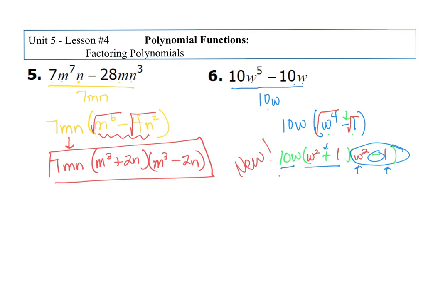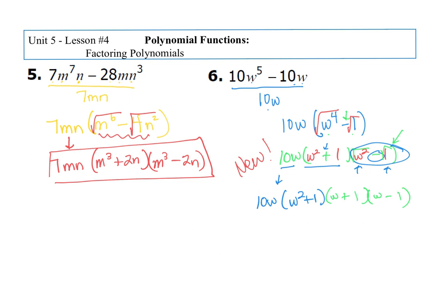So let's bring down what we already said was good, our 10w. And then we have our w squared plus 1. But this next section, again, that is circled, we need to make 2 sets of parentheses for it. One gets a plus, one gets a minus. And now doing our difference of squares, let's square root w squared. That's w. It goes in each set. The square root of 1 is 1.